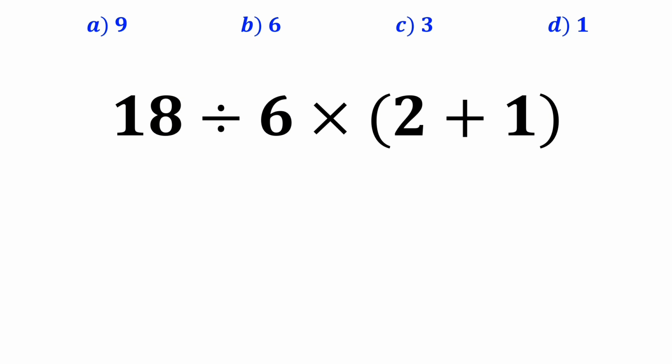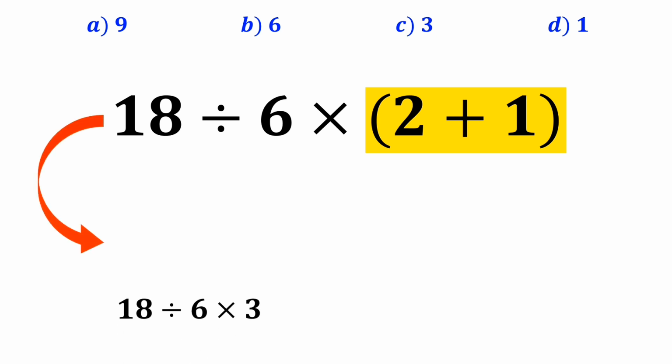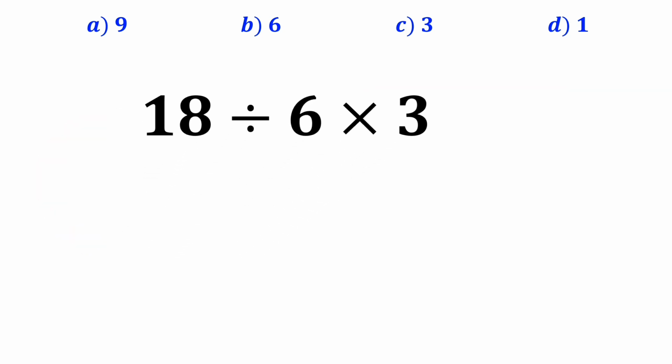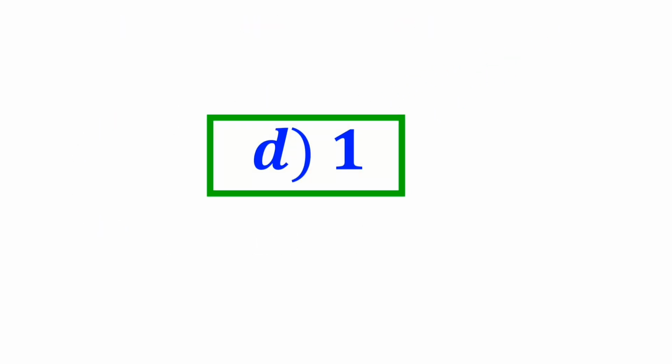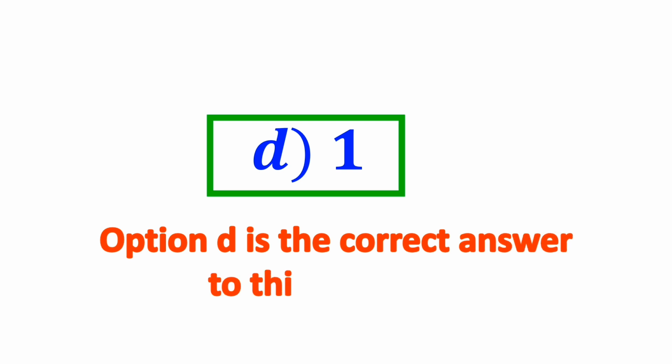Many people, when trying to solve this question, first add 2 plus 1 inside the parentheses, which gives them 18 divided by 6 times 3. And the next step, which I have highlighted in yellow, they multiply 6 by 3, which becomes 18 divided by 18. And finally, they get the answer 1. Then, without hesitation, they say that option D is the correct answer to this question.